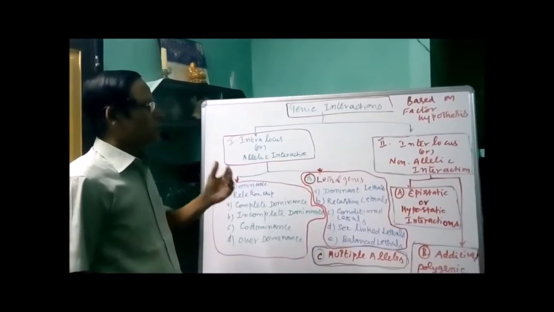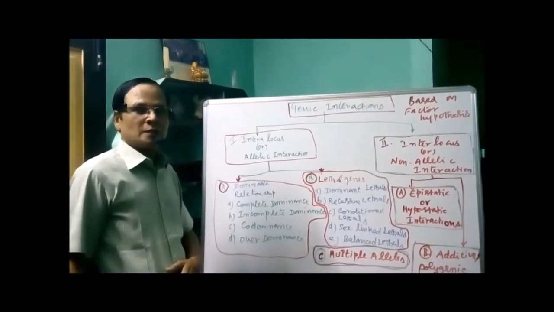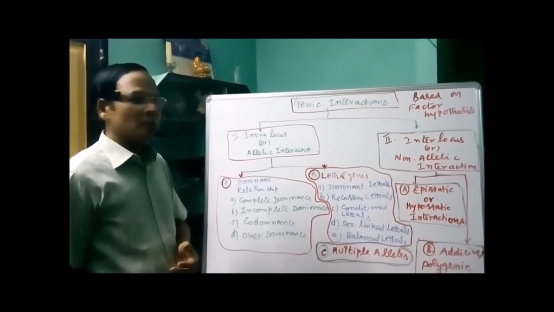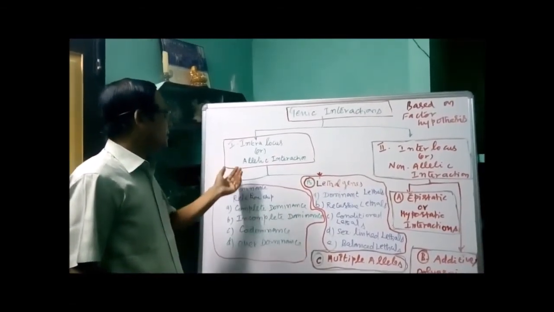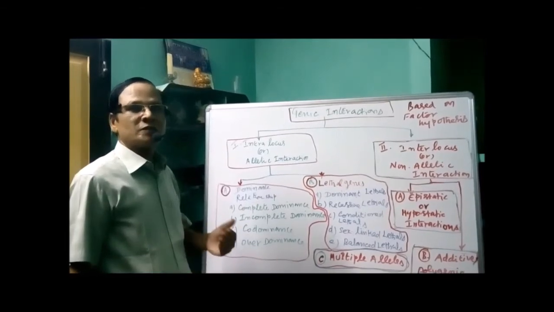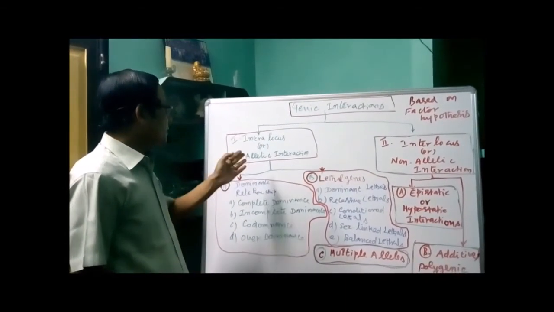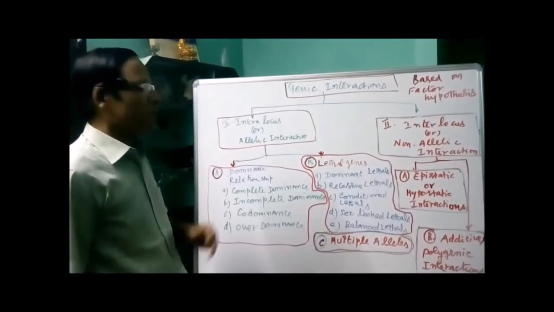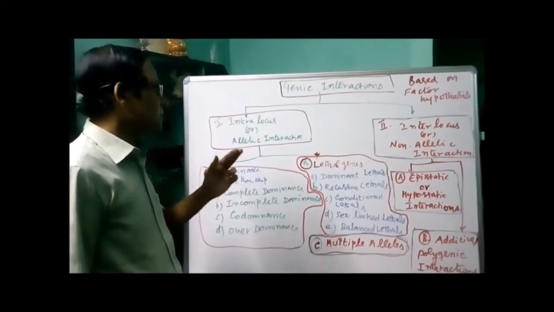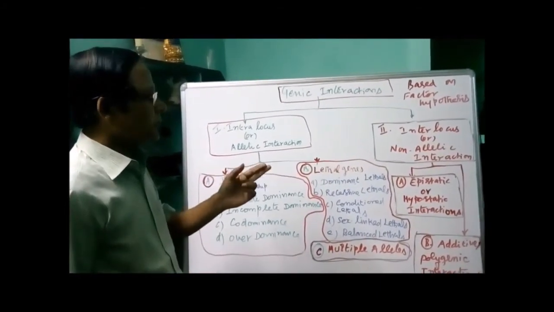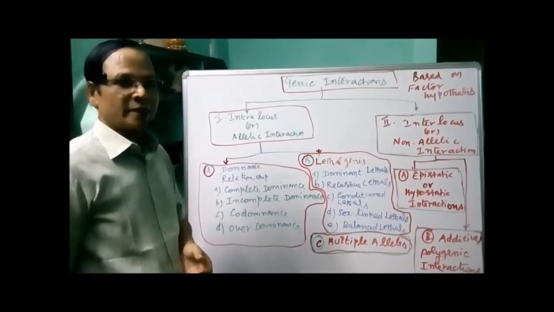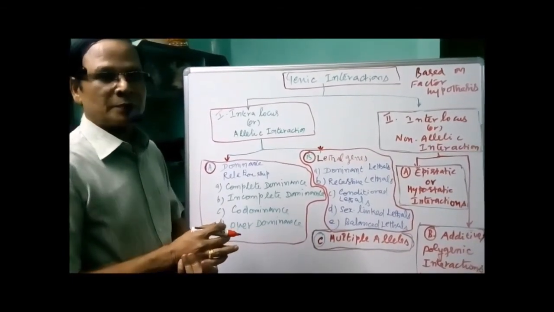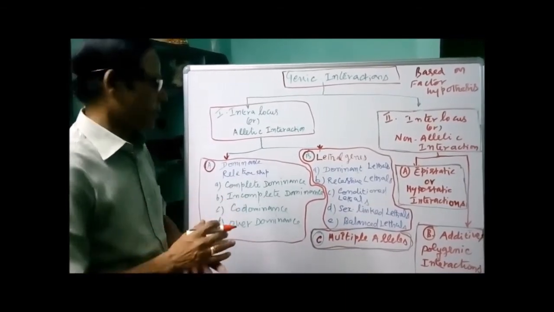Based on the Bateson factor hypothesis, genic interactions are classified into two types. Number one, intralocus, allelic, or intragenic interactions, where the interaction occurs between the alleles, capital A versus small a. Another type, interlocus or non-allelic interactions, which occur between two different genes, capital A and capital B or small a and small b.